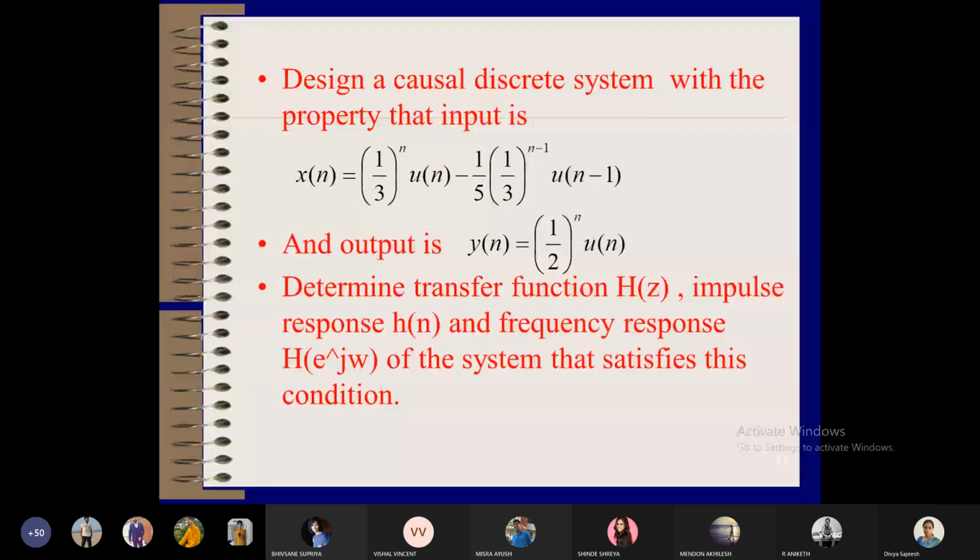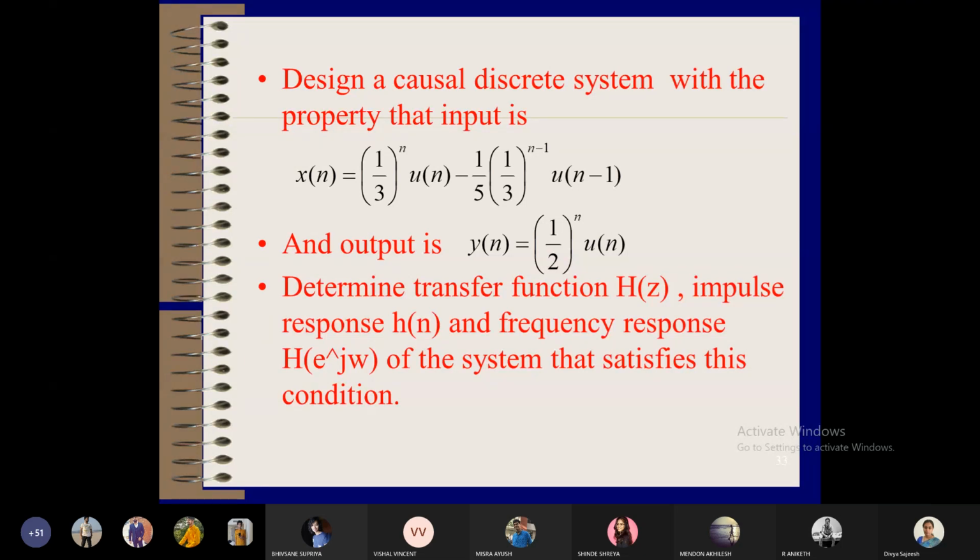Okay, so let us take the question again. Input is given to you and the required output is given. You have to design the system. For the design of the system, you may require the transfer function, impulse response and the frequency response, depending upon what analysis is required. So we are just obtaining the transfer function, impulse response and frequency response from the given data, which is x of n and y of n.